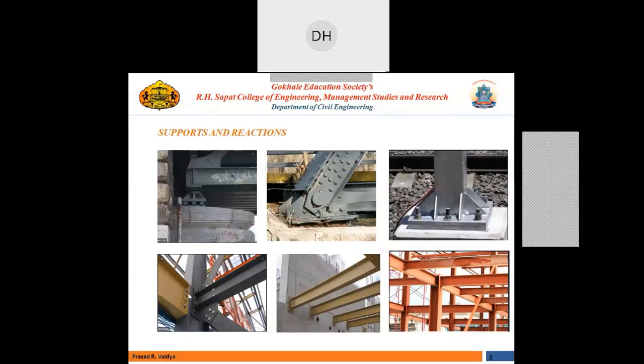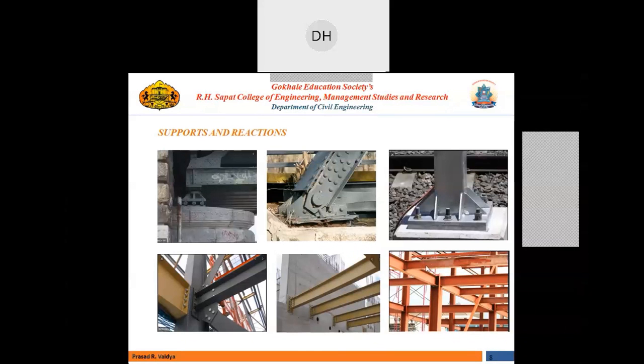Then these are the general connections which are used for your trusses. You can see here this is a bolted connection. It is not a moment connection. It is a shear type connection where you have got bolts, and then only shear force is transferred through this connection. This is also a shear type connection.